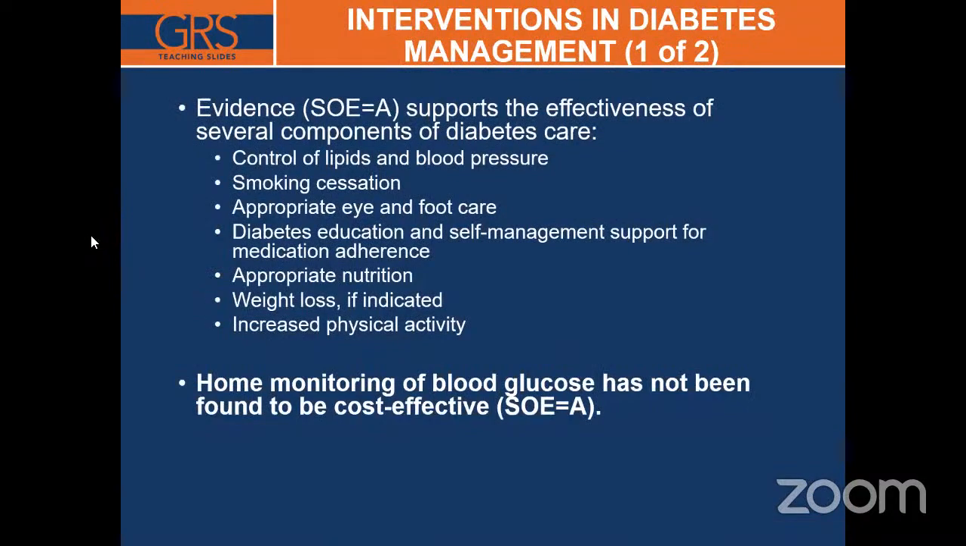So, general principles of management. Evidence supports the effectiveness of several components of diabetes care. It's control of diabetes and blood pressure. We have to advise the patient to stop smoking and provide appropriate eye and foot care. Diabetes education and self-management support for medication adherence, this is more important. Appropriate nutrition, weight loss if indicated, not for all patients, and increased physical activity. Home monitoring of blood glucose has not been found to be cost effective.